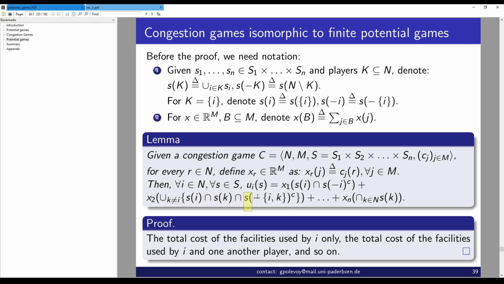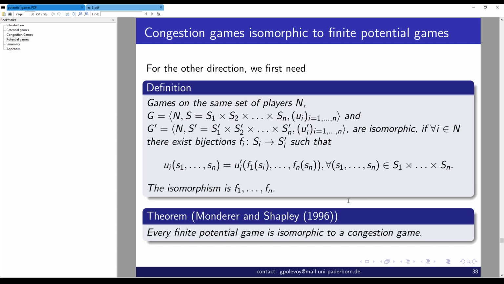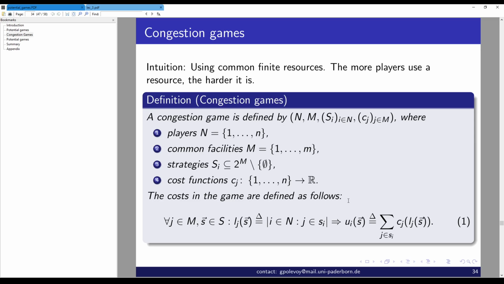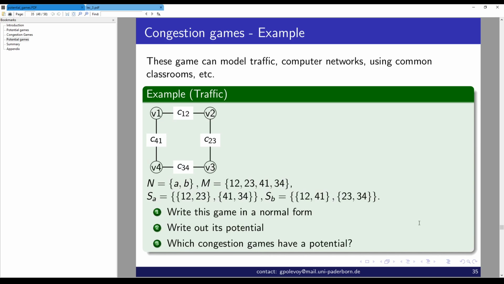Here, the complement means not by all the others. So look at all the facilities where two players, including player i, use it, and so on. Eventually, we look at all the facilities where everyone uses it, and then we have n users. Basically, instead of what we did before, where we looked at a facility and how much the player pays, which was how we defined the utility, for each facility, what is the total cost that the player pays?